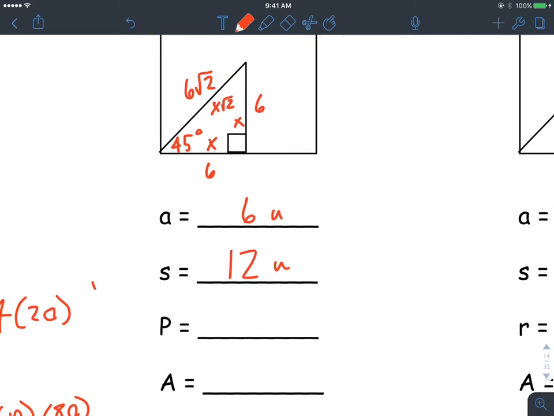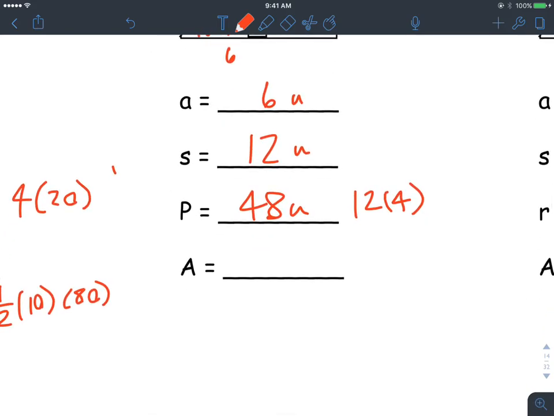Perimeter, so if the side's 12, multiply that by 4. So then that's 48 units. And then the area, we can use the 1/2 AP, or you can just go side times side. So 1/2 times 6, and then times the perimeter, 48, or you can just go 12 times 12. You should get the same thing, 144 units squared.